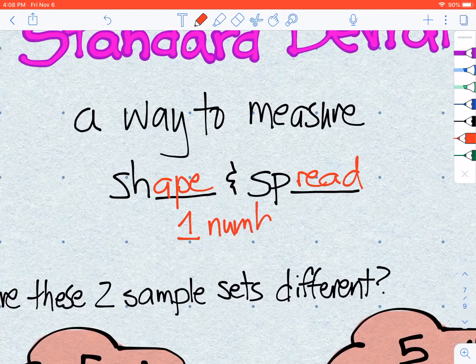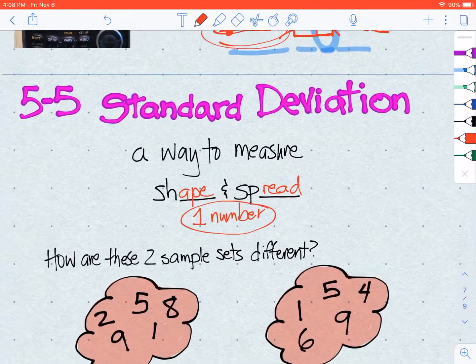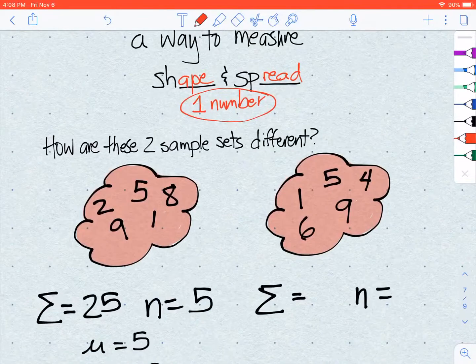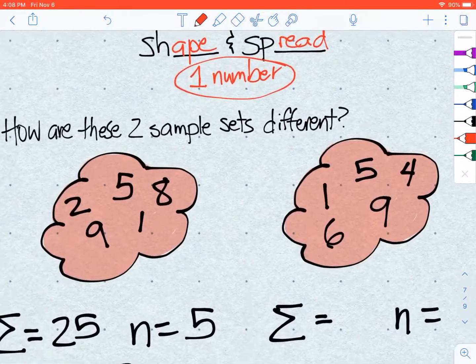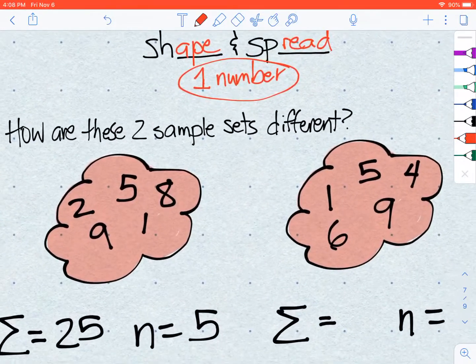Now it's a little complex to figure out, so bear with me, but it gives us something to hinge a lot of information on. All right, let me start off by looking at these two sets of numbers here, and if we look at them in some detail, we can see they're different. They're not quite the same. They do both have the numbers 1, 5, and 9.